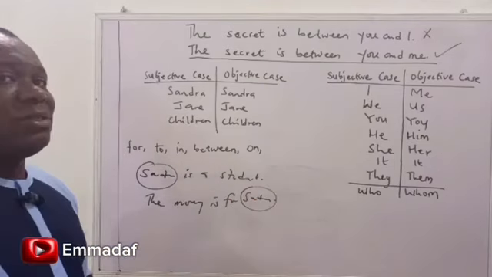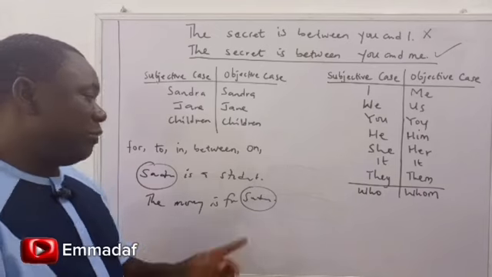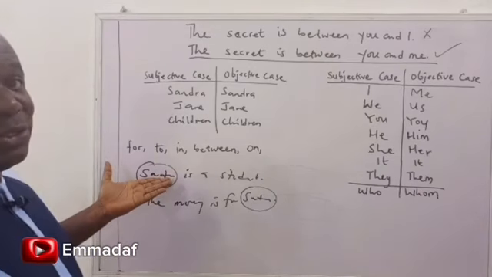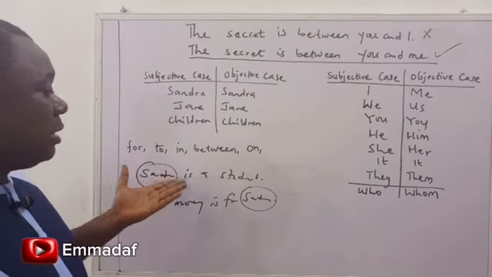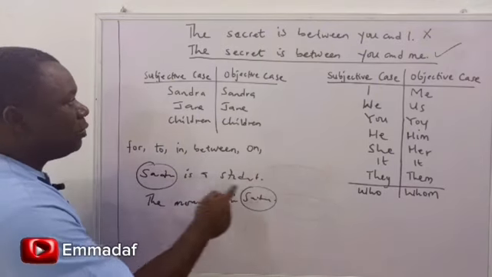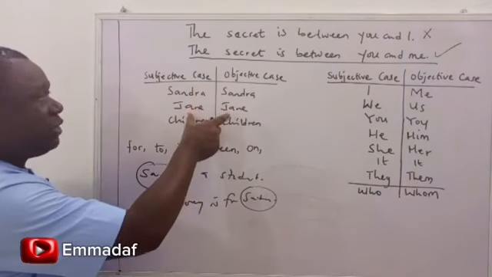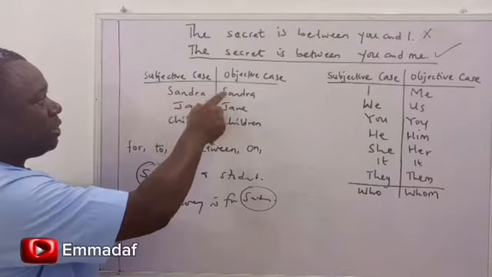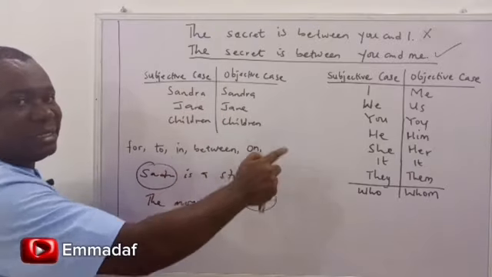Here, Sandra is the object of the preposition. Here it is the subject of the sentence. Here it is the object of the preposition. It is the same form, no change. That's why I drew this table. Subjective case, objective case. Nouns are the same.